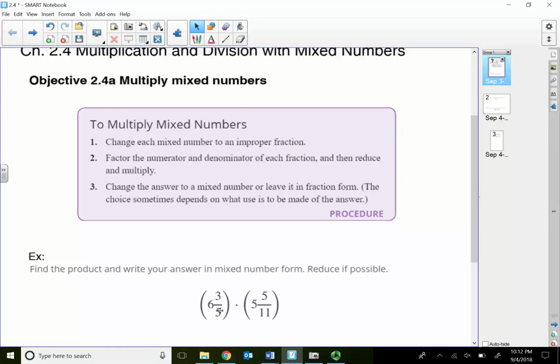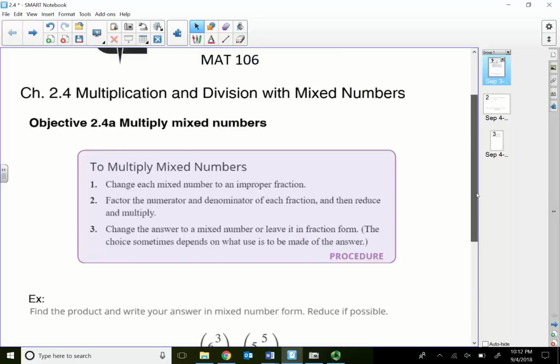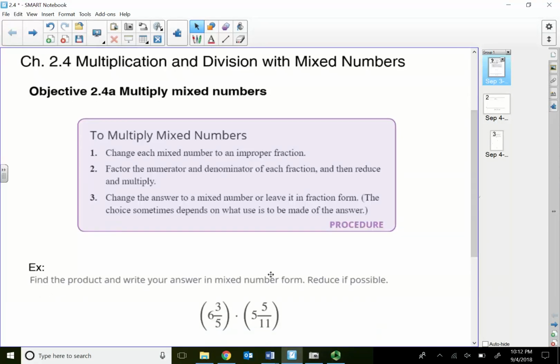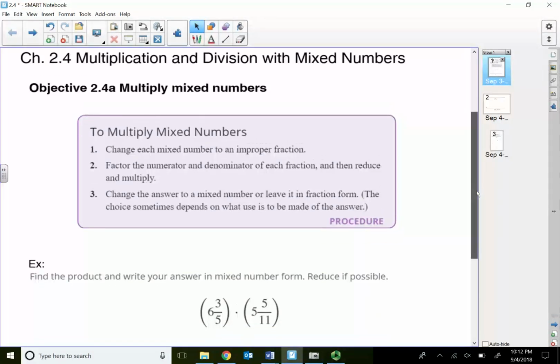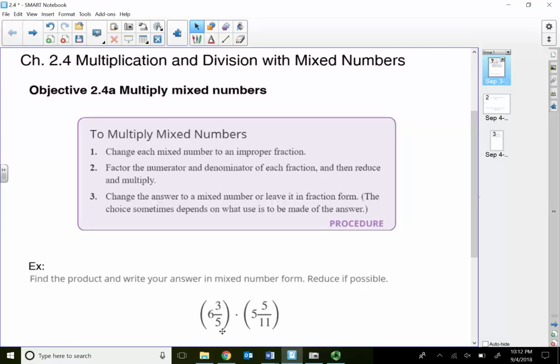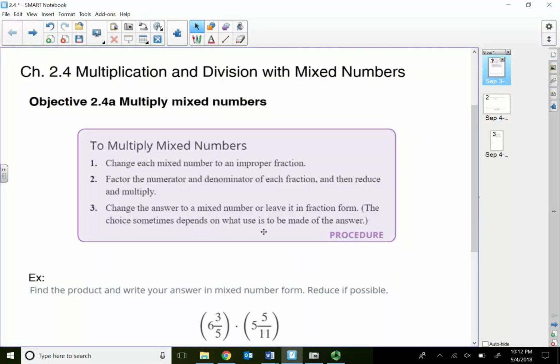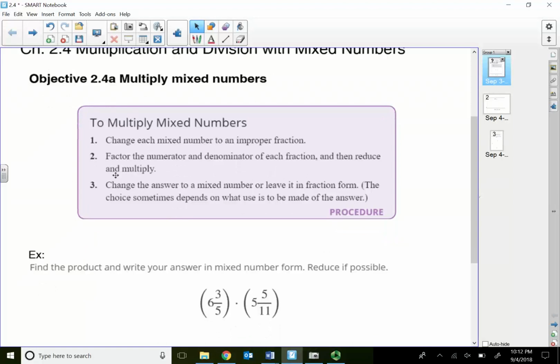Just keep that in mind because when we get to Module 4, where we will begin to use a calculator, to enter a mixed number, you have to take the whole number plus the fraction. In this video, we're going to do everything by hand. Let's make sure we know how to do this.